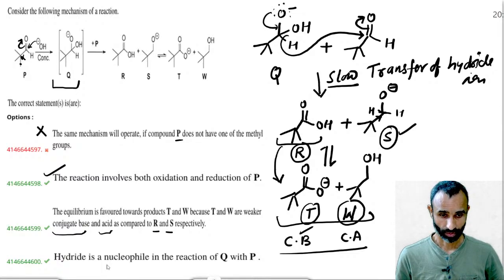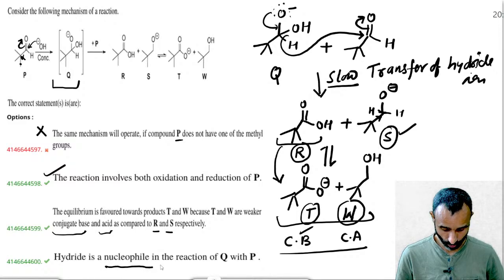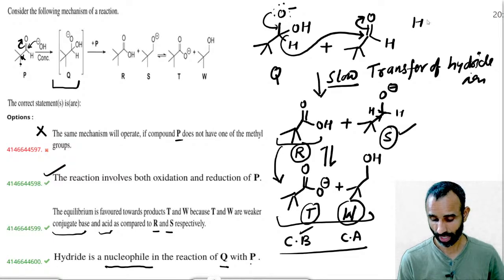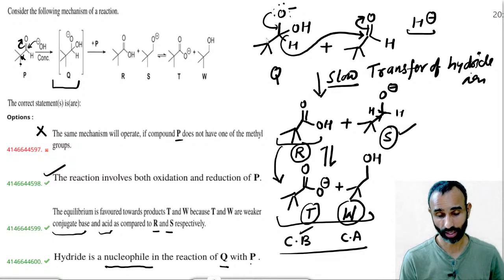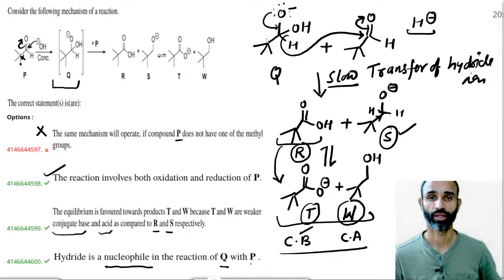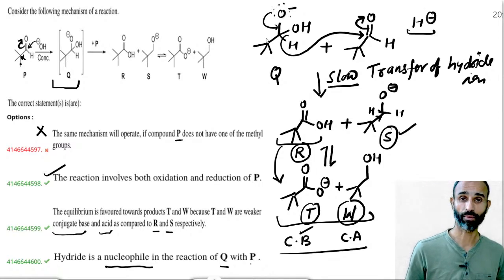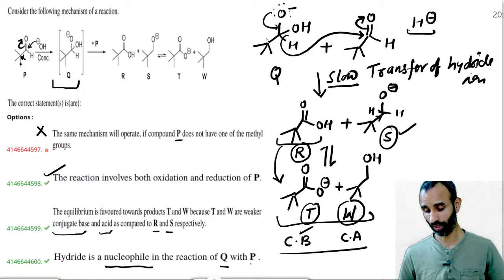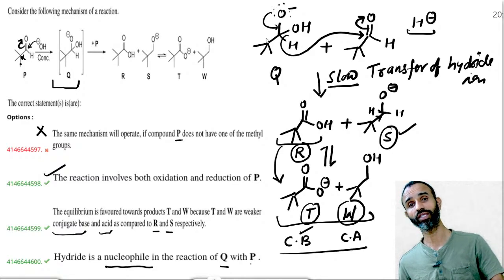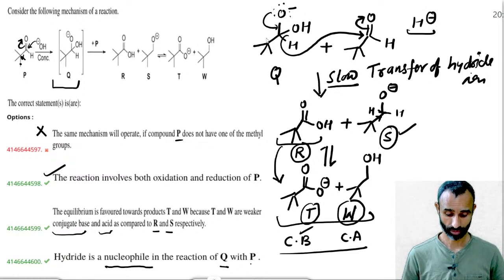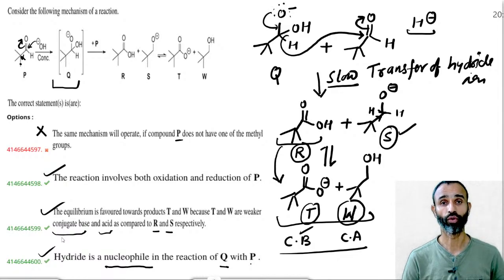Yes. Hydride is a nucleophile in the reaction of Q with P. That's right, because nucleophilic addition of the hydride ion takes place, and this is the slow step, and that's why it is called a nucleophilic addition reaction. The transfer of hydride ion in the Cannizzaro reaction is the slow step. So all three statements, 2, 3, and 4, are right.